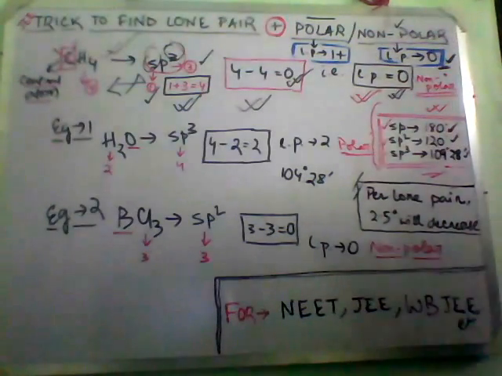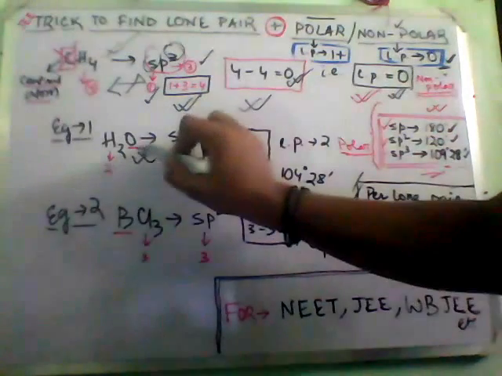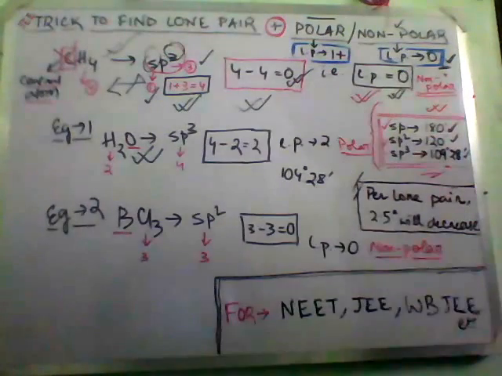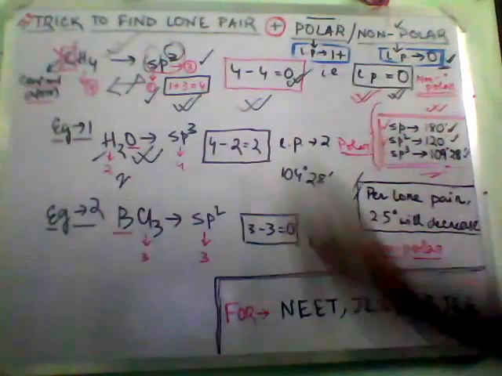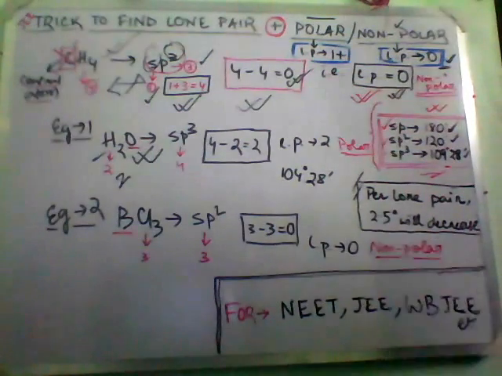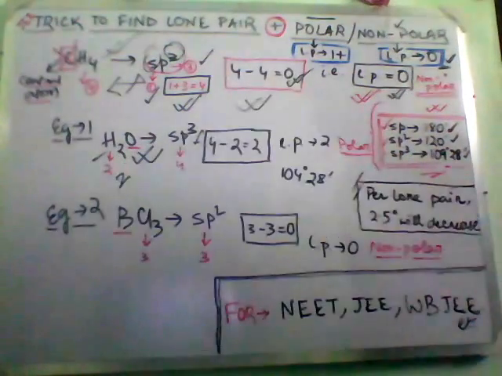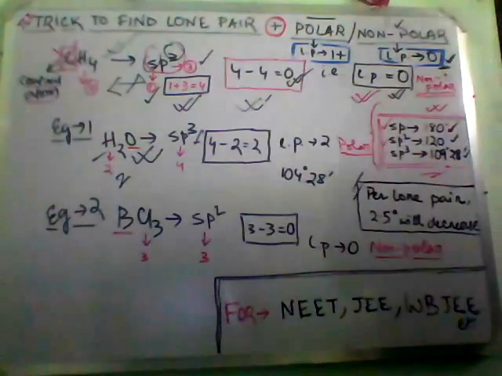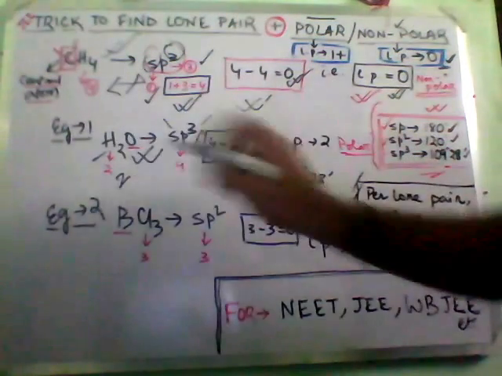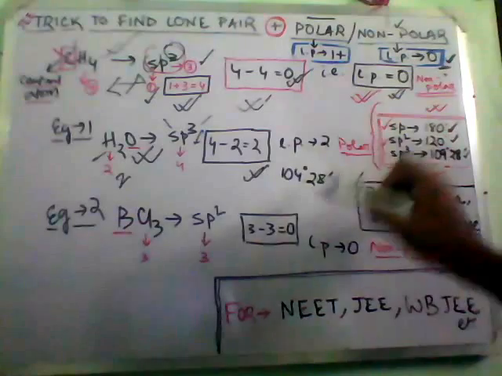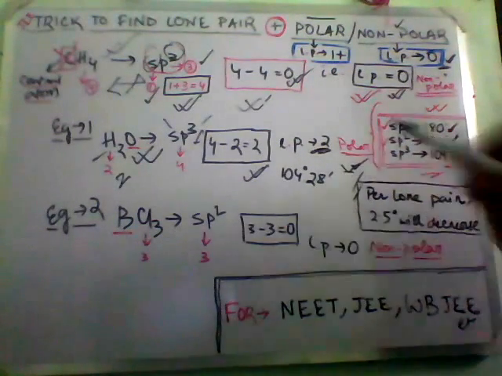H2O. See, which is the central atom here? Oxygen. I have marked it with red pen, you can see it's oxygen, and the rest is hydrogen. How many? It's 2. Now the hybridization state of H2O, by the trick we can find it out, it's sp3. Now what is the total of the hybridization state? 3 p's and 1 s, 4. 4 minus 2, it's making 2, means 2 lone pairs, and it's a polar compound.